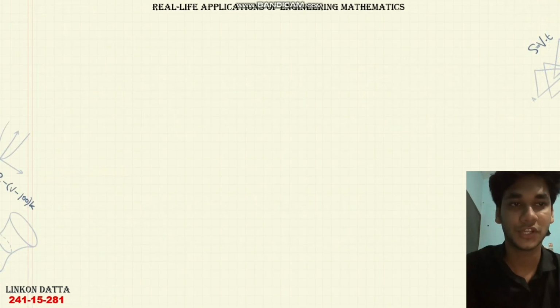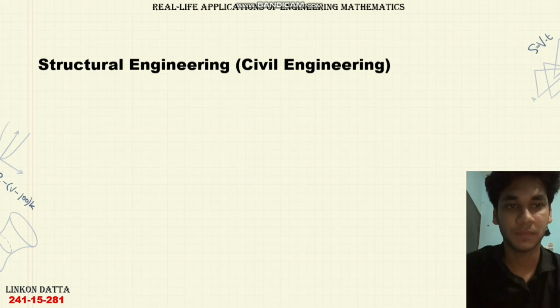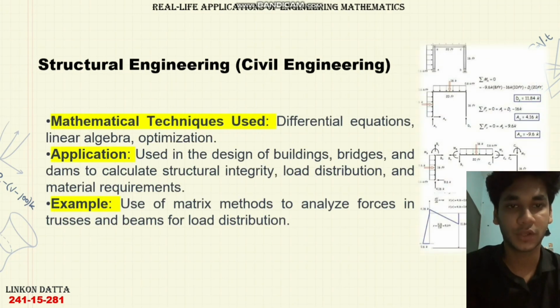Structural engineering, civil engineering. Mathematical techniques used: differential equations, linear algebra, optimization. Applications are used in the design of buildings, bridges and dams to calculate structural integrity, load distribution and material requirements. Some examples are shown in the slide. It is our use of matrix methods to analyze forces in trusses and beams for load distribution.